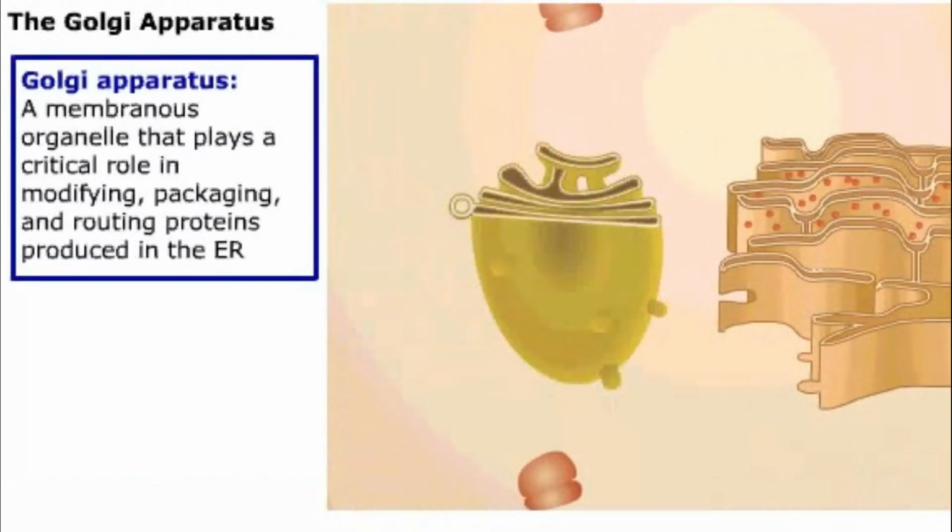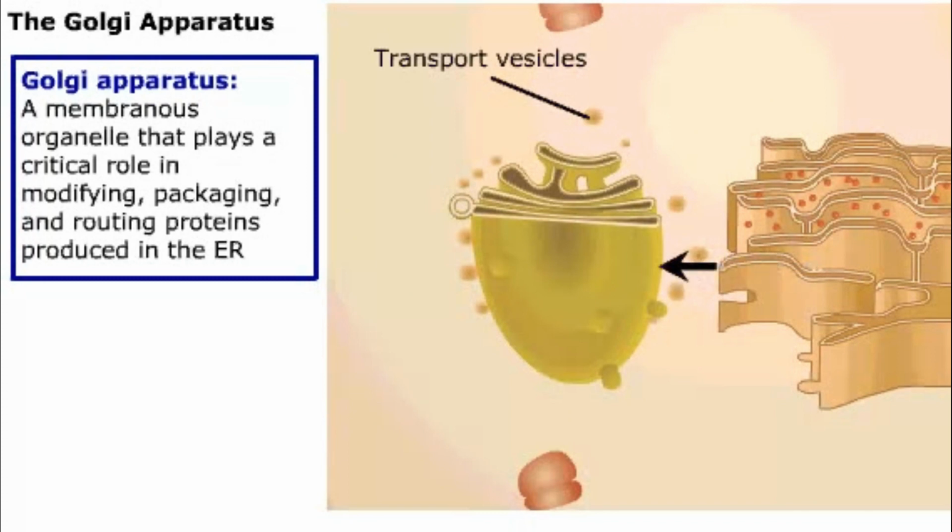But first, they need to be modified, packaged, and routed by the Golgi apparatus, conveniently located adjacent to the ER. Small membrane-enclosed transport vesicles containing newly synthesized proteins are pinched off from the vast ER membrane network and travel to the side of the Golgi apparatus closest to the ER. Click on one of the transport vesicles to see what happens to it and its contents as it moves through the Golgi apparatus.